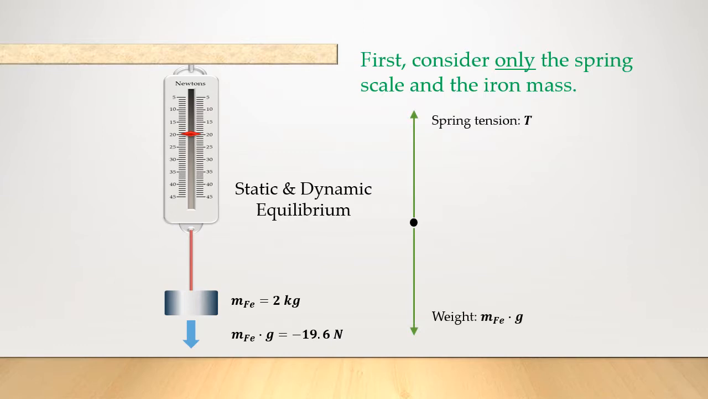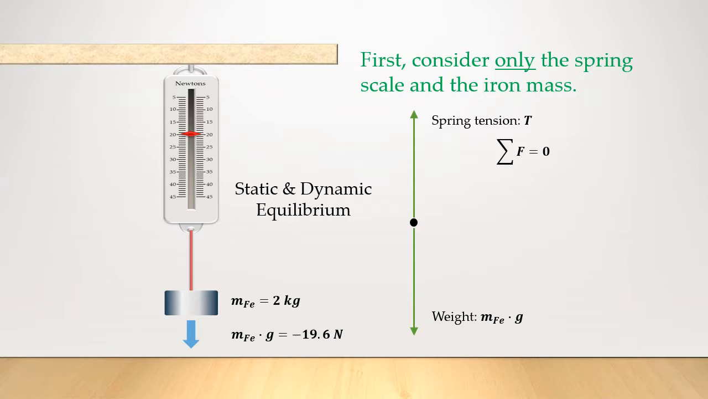So to make this a little simpler, we can draw what's called a free body diagram. We have the black dot where we're going to pick a point where all of the forces will be acting. We have an upward force, which is the tension in the spring of the spring scale. We'll call that T for tension. And then the weight, mg, will be going downwards.